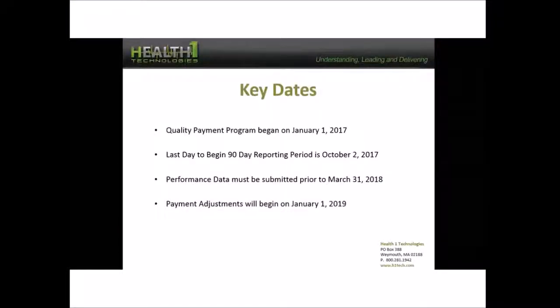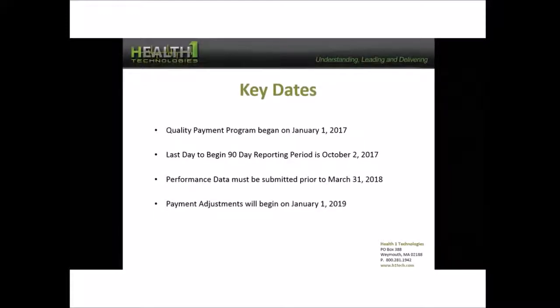Some key dates. The program began on January 1st of 2017. The last day to begin a 90-day reporting, and this date's important because after that date of October 2nd, you won't be able to do the second option there for the 90-day reporting. So that means that there will be no incentive dollars available to you. Basically, you will just be getting the neutral payment adjustment. So you won't get a penalty, but you also won't get the incentive dollars. So October 2nd is sort of like the cutoff date that you can start participating in the program.